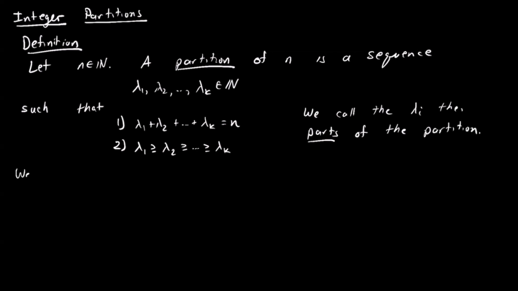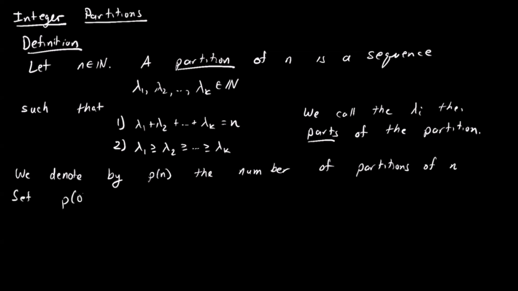We have a function, so we denote by p of n the number of partitions of n. So p of 5 will tell me how many ways I can partition 5, and we'll do that as an example in a second. And we set p of 0 equal to 1 for convenience. We just say 0 has the empty partition, so we'll count that as one partition in this case.